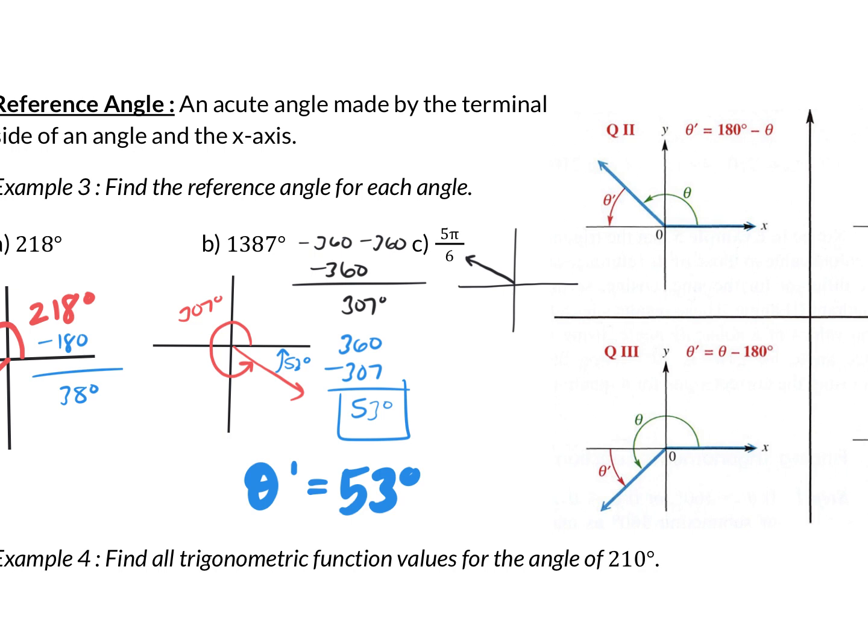5 pi over 6 is less than pi by how many pi over 6? 1 pi over 6, right? So this whole thing is 5 pi over 6. Which means that this piece, if I wanted to find that reference angle there, we can think of, in terms of radians, this is pi, so pi minus 5 pi over 6. Or think to yourself, what plus 5 pi over 6 gives me pi? And that would tell me pi over 6 for that.